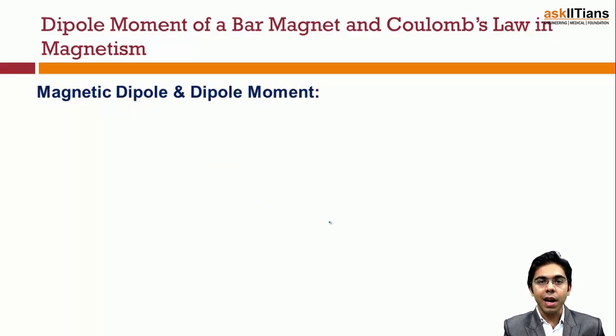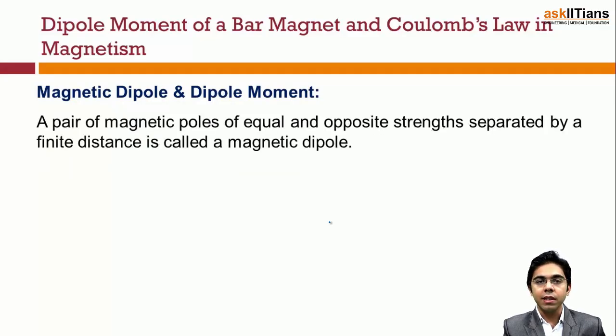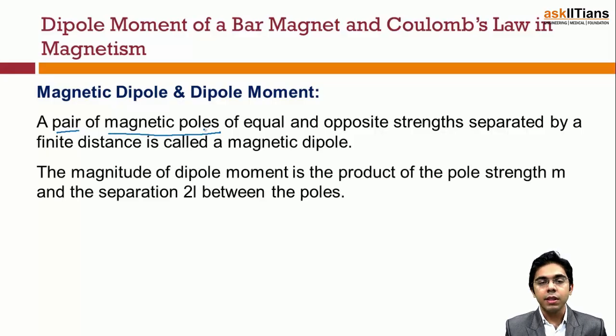Now if we talk about the magnetic dipole and the dipole moment, let us define what a magnetic dipole is. A pair of magnetic poles of equal and opposite strength separated by a finite distance is called a magnetic dipole. We have to understand that it is a pair of magnetic poles, again the same thing, no isolated poles. Okay, now what is a dipole moment?